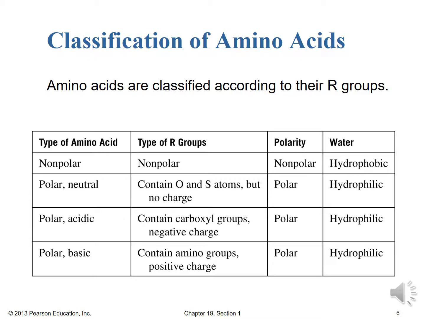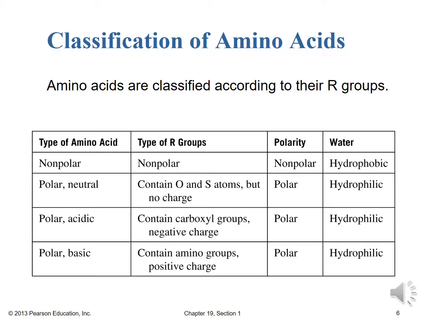We can also have a polar acidic side chain, so that would contain carboxyl groups, with a negative charge as a result. Things like glutamic acid would have, in addition to its carboxylic acid on the alpha carbon, an R group off the alpha carbon that could also have a carboxylic acid group at the end, obviously, because that's how carboxylic acid groups appear, but it doesn't necessarily have to be right off the alpha carbon. So those are polar and hydrophilic as well.